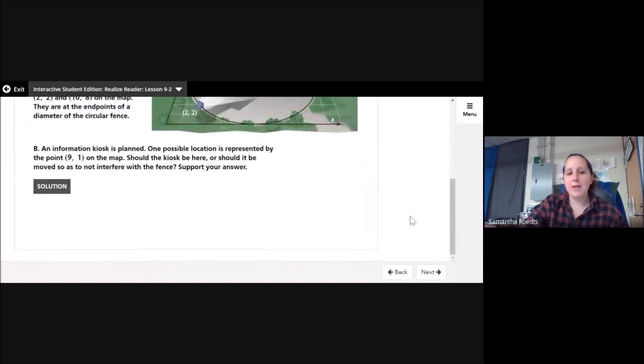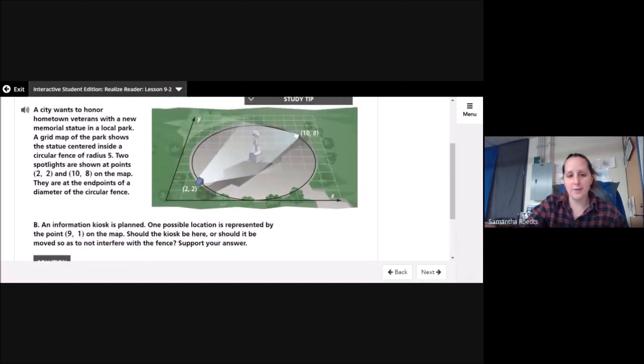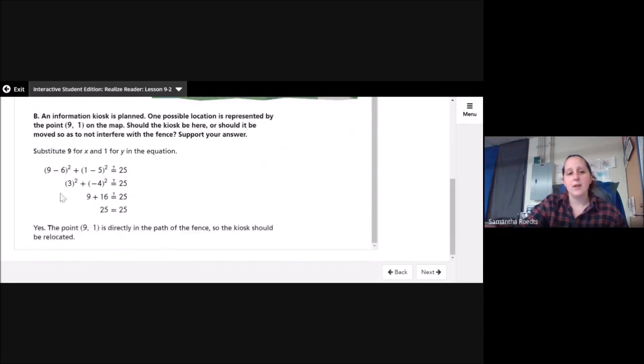For B, an information kiosk is planned. One possible location is represented by the point (9, 1) on the map. Should the kiosk be here, or should it be moved so as to not interfere with the fence? Support your answer. So I can substitute 9 in for x and 1 in for y in my equation and solve.